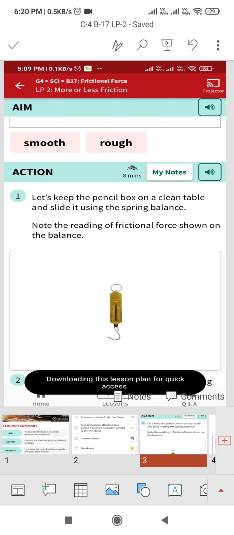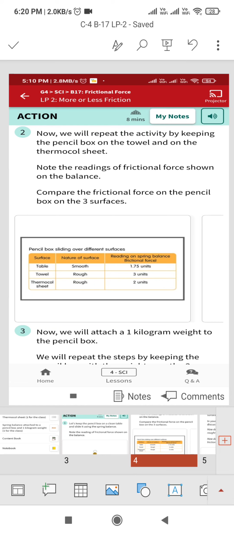Okay, let's start with the activity. Let's keep the pencil box on a clean table and slide it with the spring balance. Note the reading of frictional force shown on the spring balance. Step two, now we will repeat the activity by keeping the pencil box on a towel and on a thermocol sheet. Again note the reading.